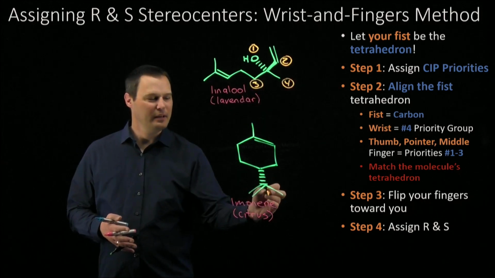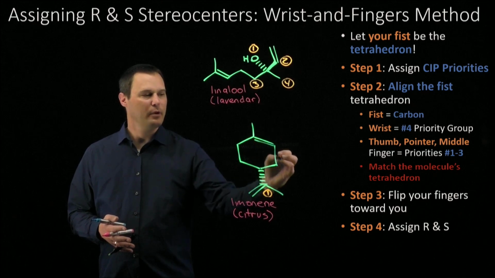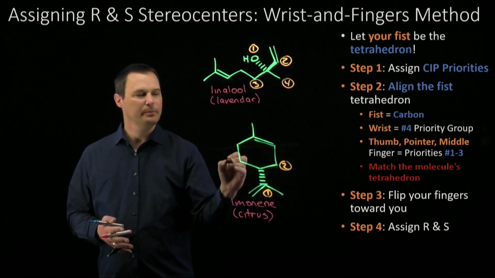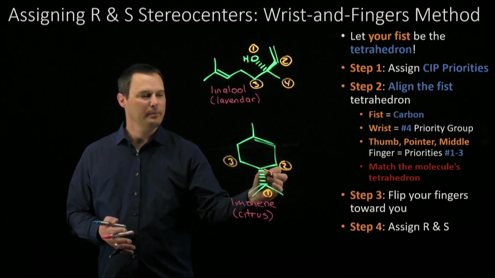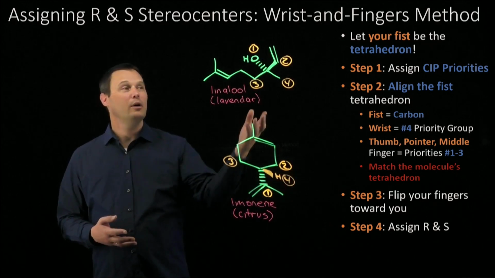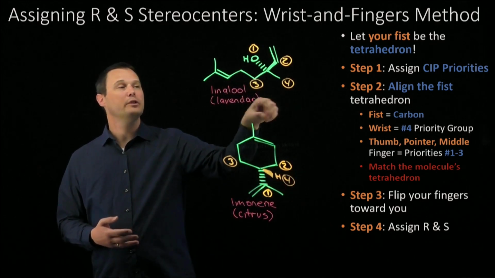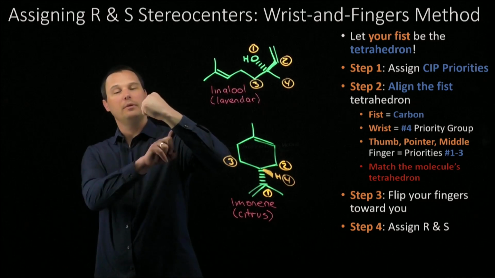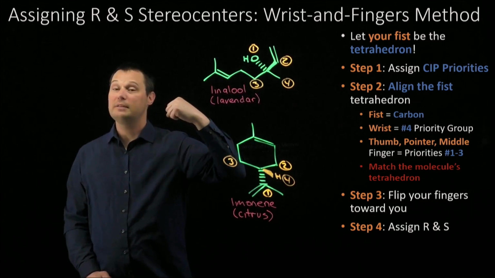For limonene, the alkene is priority number 1, the pathway around the ring toward the alkene is priority number 2, the other way around the ring is priority 3, and the implied hydrogen on the wedge is priority number 4. With linalool, the number 4 group is in the plane pointed to the right, so your wrist needs to be in the plane pointed to the right. We then build the rest of the tetrahedron.